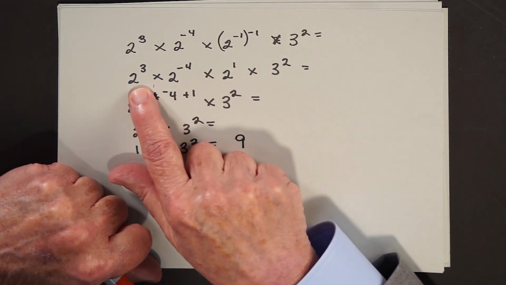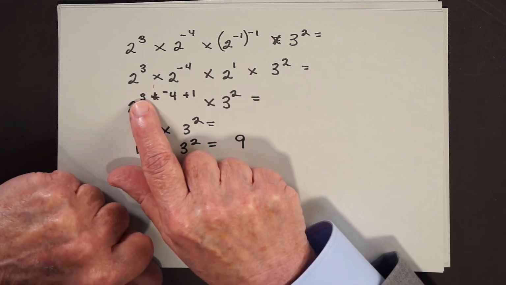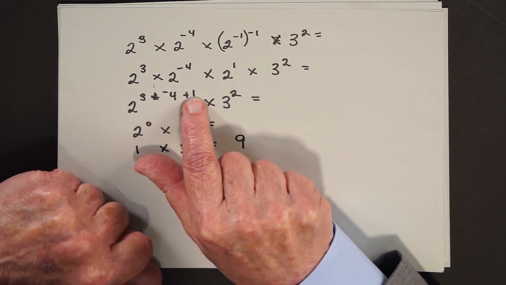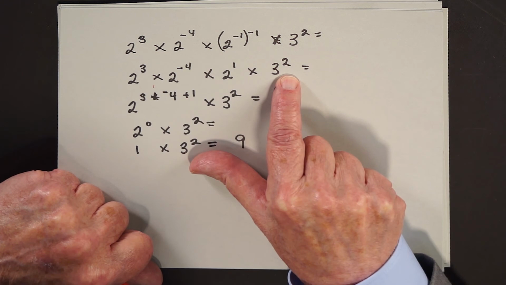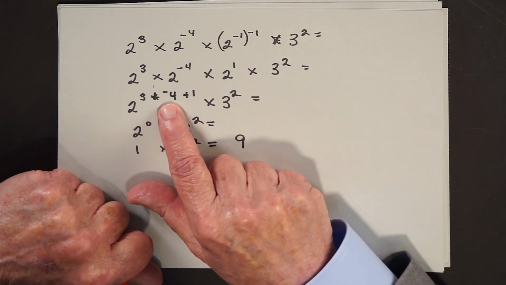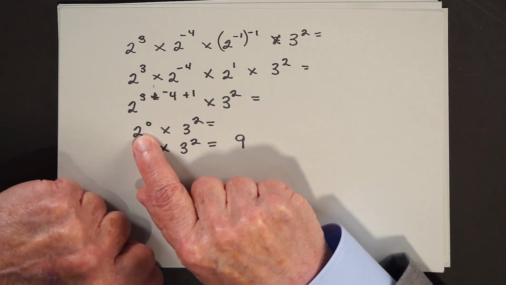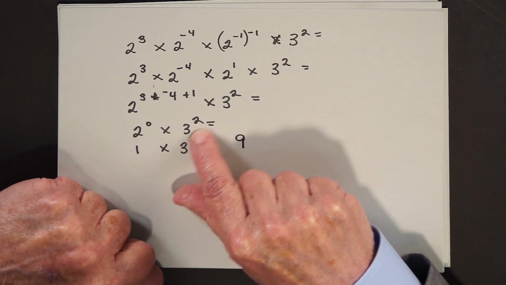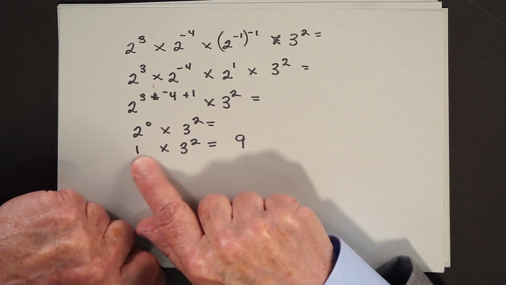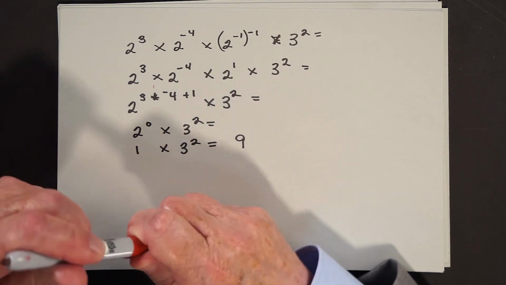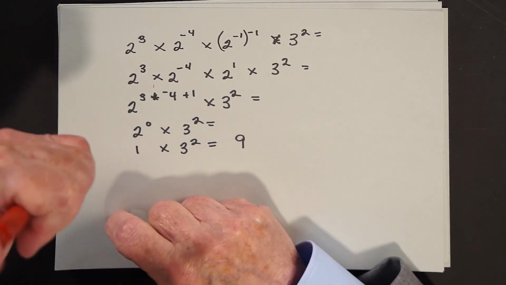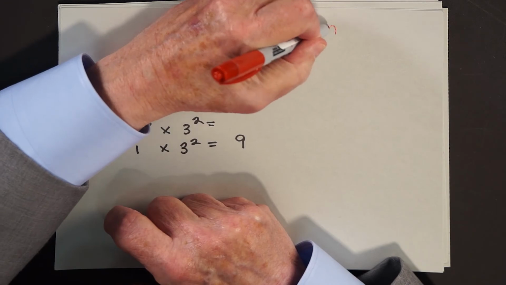These are like bases, so we can add the exponents: 3 plus negative 4 plus 1, times 3 squared. 3 plus negative 4 is negative 1, plus 1 is 0. So this can be replaced by 2 to the 0, times 3 squared. 2 to the 0 is 1. 1 times 3 squared is 9. So the answer to this problem, after all this work, is 9.